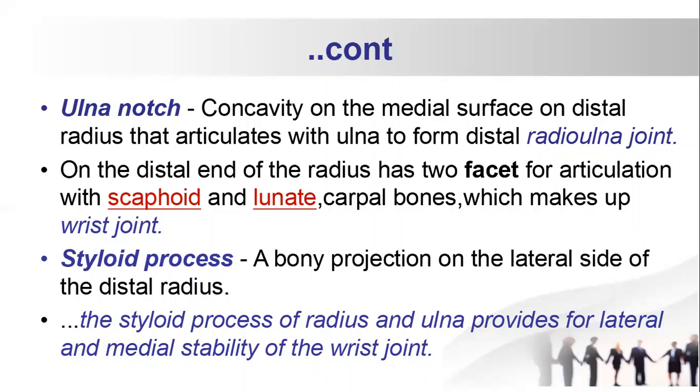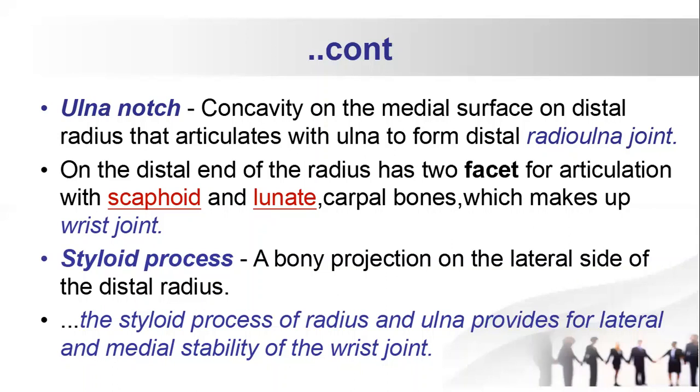So remember, as stated earlier, the radius articulates significantly with the wrist joint compared to the ulna, while the ulna articulates significantly with the humerus at the proximal aspect compared to the radius. So here we have the facet which articulates with the first two carpal bones, the scaphoid and lunate, which make up the wrist joint.